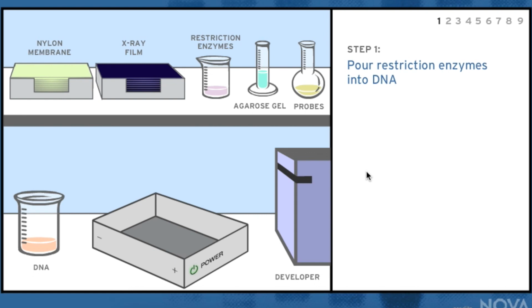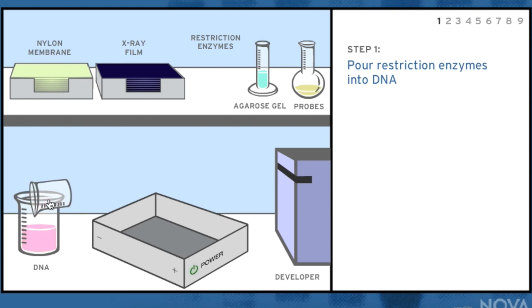So for gel electrophoresis, we need the DNA, the restriction enzymes, the agarose gel, the probes, the X-ray film, the nylon membrane, and the tray. Okay, so step 1 is we pour the restriction enzymes into the found DNA.